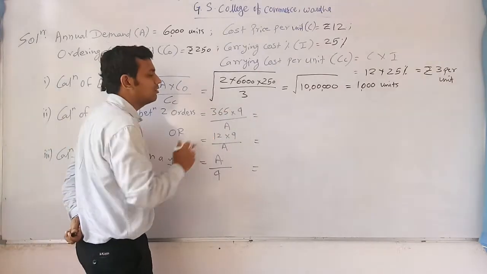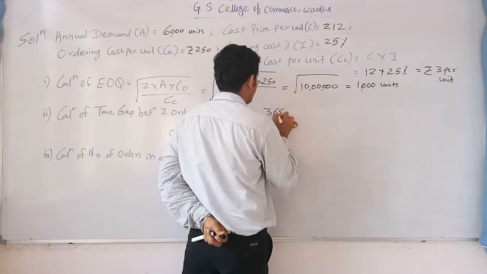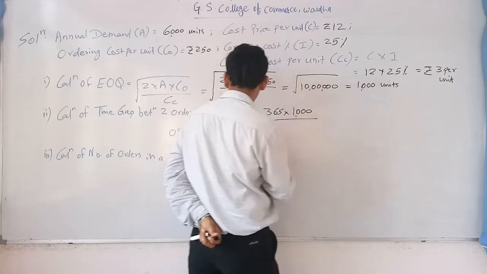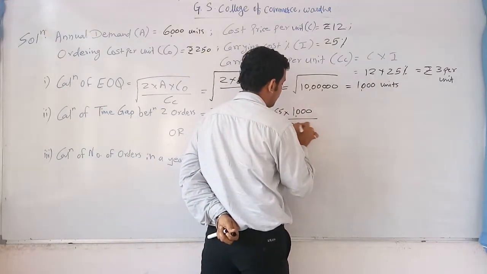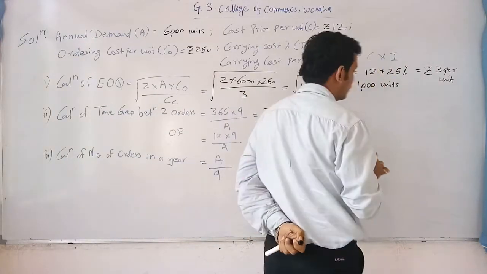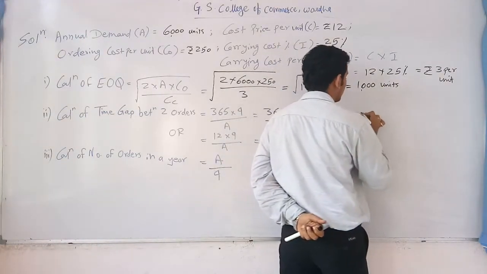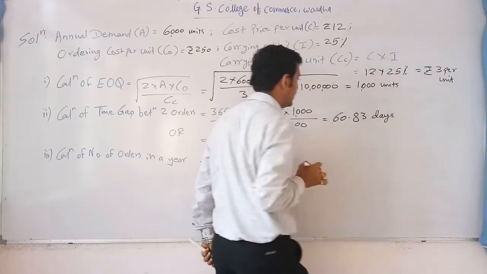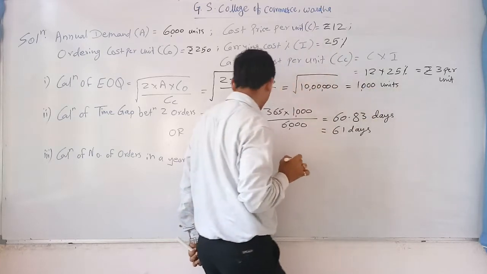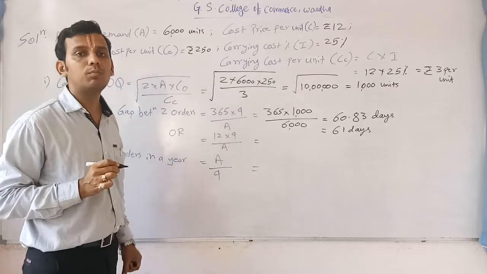Here EOQ is denoted as small q. So we would fill in the values: 365 multiplied by the EOQ we have calculated, 1,000, divided by A, which was 6,000, which we have taken earlier. After simplifying it, we get our answer as 60.83 days. We can also write it as 61 days, both are correct, as days cannot be computed for the purpose of time gap between two orders as 60.83 days.